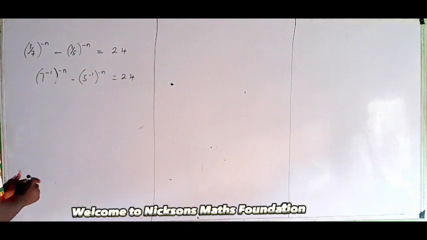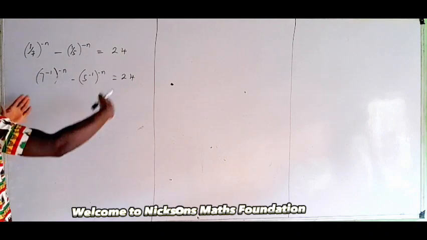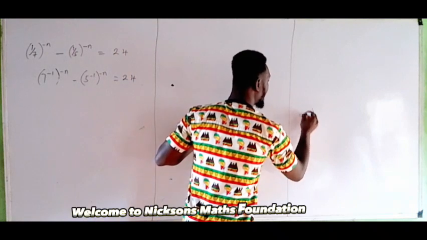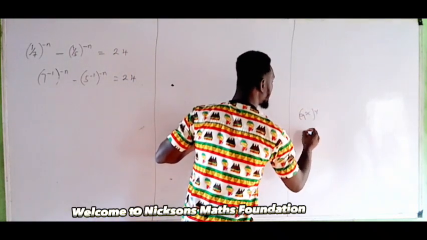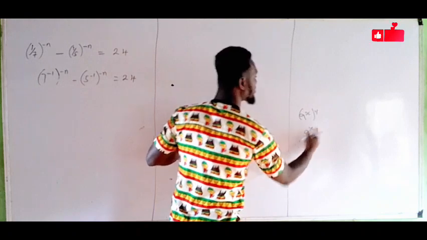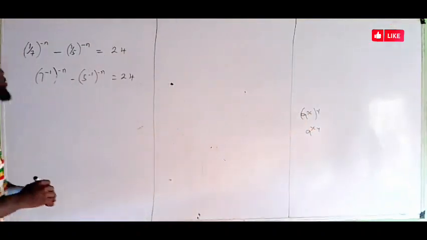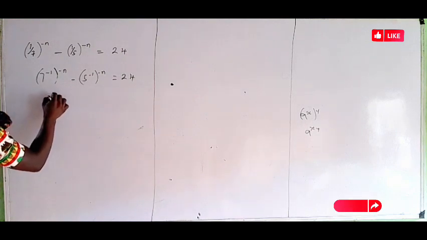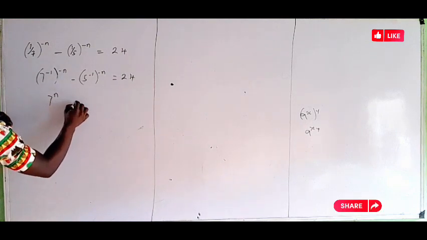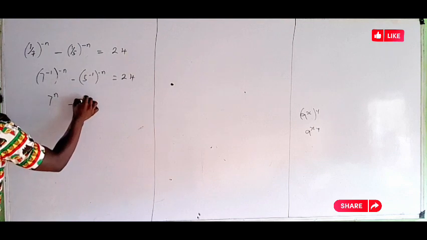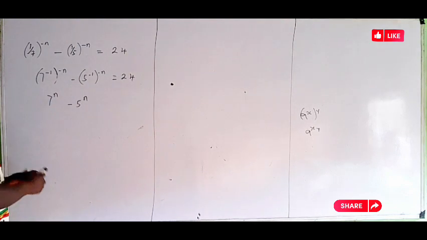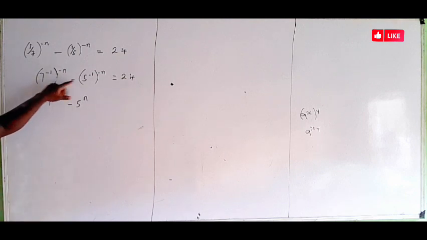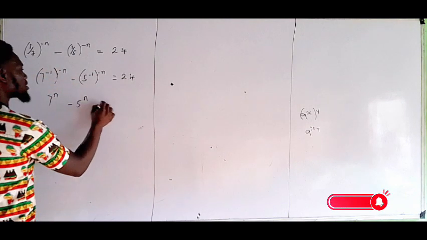So we multiply out according to our laws. The other law says if we have a power inside and another power outside, we can multiply them, so that is x times y, which is xy. Minus 1 times minus n gives you 7 raised to power n, minus 5 raised to power n, because minus times minus is plus and 1 times n is n. Same thing here, so this equals 24.